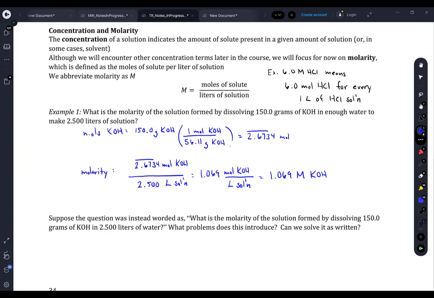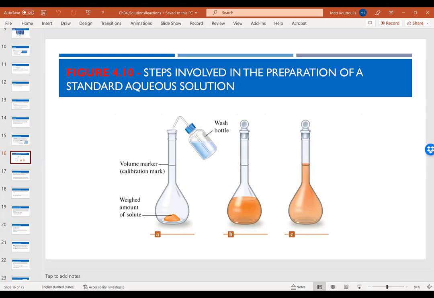Okay, now, I worded this in a way that looks intentionally awkward. I said I took 150 grams of KOH and I added it in enough water to make 2.500 liters of solution. I did not word it, I took 150 grams and dissolved it in 2.500 liters of water. I did not say that. And the reason for that is I'm never actually measuring how much water I'm adding. The only thing I know at the end is the final volume of everything together.